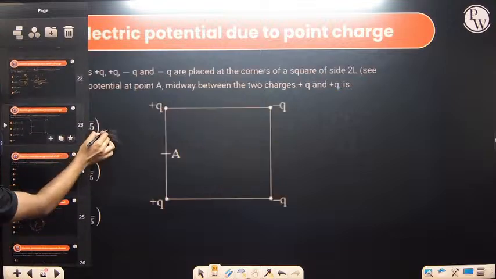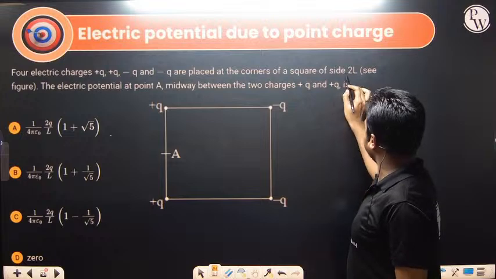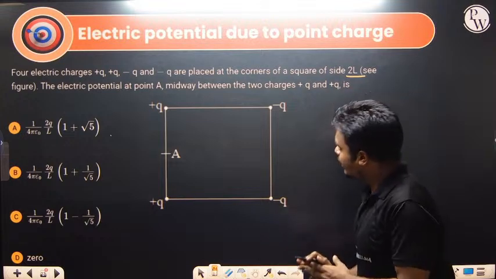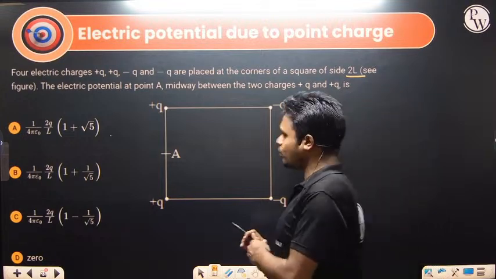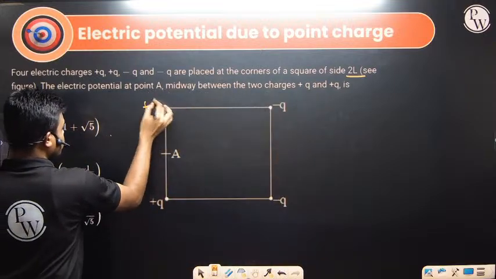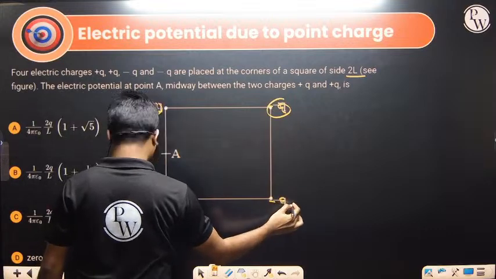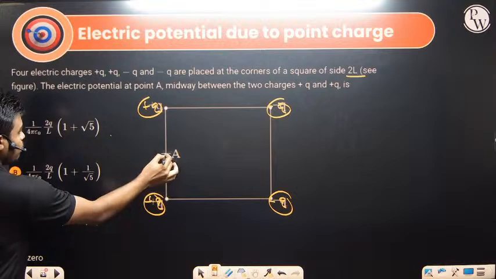Next we have this question: 4 electric charges plus q, minus q are placed at corners of a square of side length L. The electric potential at point A, midway between the two charges plus q and plus q, is given by... This one is plus q, this one is also plus q, this one is minus q and this one is also minus q. They are asking what is the electric potential at point A.